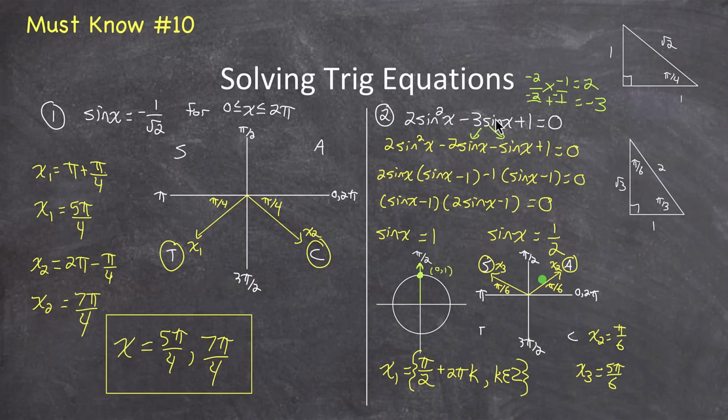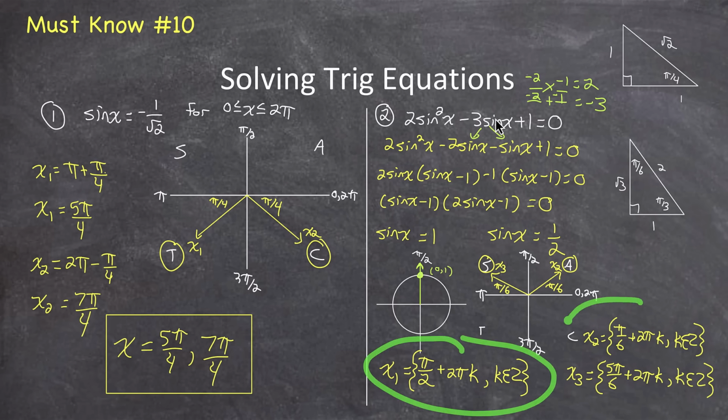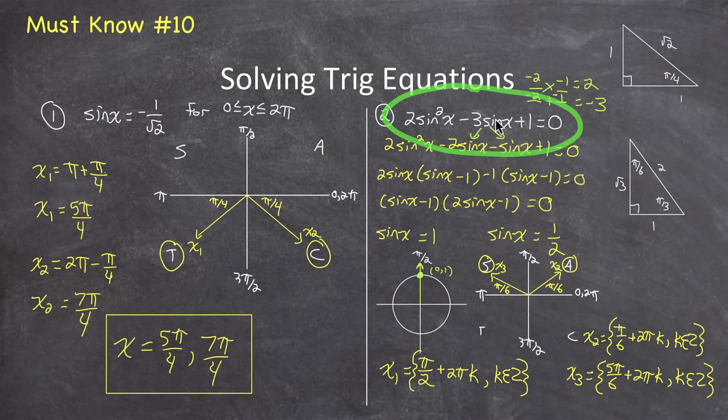And from either of those terminal arms, you could rotate 2 pi radians and be back to the same spot. So to communicate that, I would say to either of these answers, I could add 2 pi k, where k has to be an integer. So these 3 sets of x values give me all the solutions to this original equation.